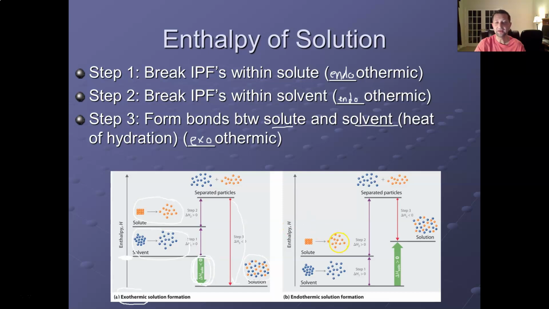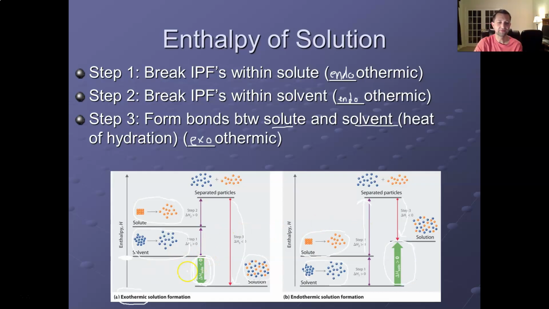The opposite is true if it's an endothermic solution formation. So if you dissolve something and it gets cold, this is what's happening on the right. You break your solvent interactions, put energy in. You break your solute interactions, put energy in. Look how much energy that took. Huge amount for that substance. And then when you created your solution, you still released energy. It's still exothermic. When you formed the bonds between solute and solvent, it just wasn't very exothermic. So you have an overall net input of energy.